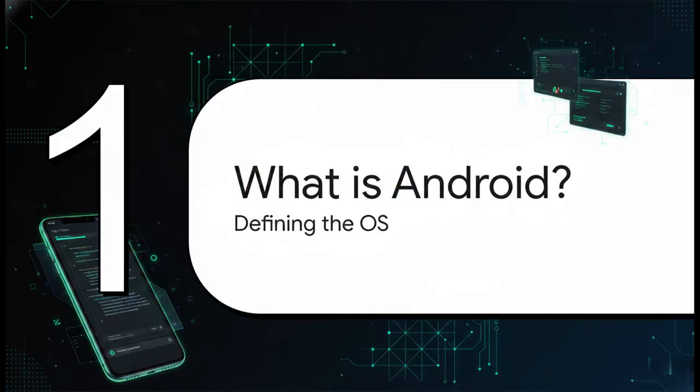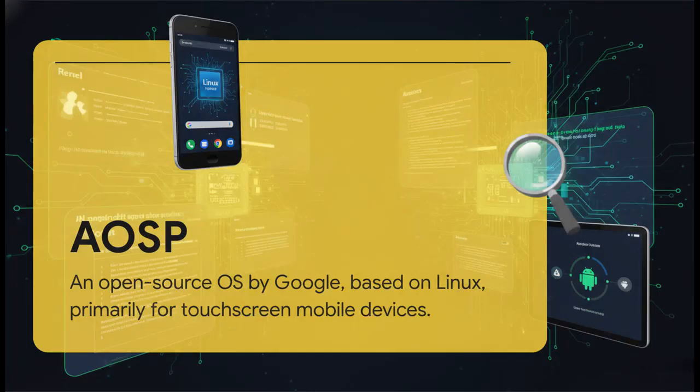All right, section 1. What is Android? Let's define the OS. At its absolute core, the operating system is known as the Android Open Source Project, or AOSP. It's an open source mobile OS developed by Google based on a modified Linux kernel, and it's built primarily for touchscreen devices, smartphones, tablets.